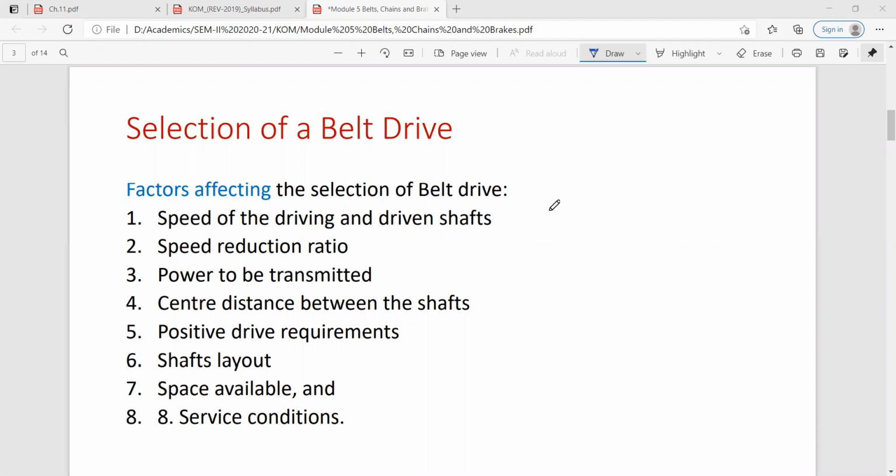Suppose N2 is nothing but the speed of the driven pulley, the output shaft. Speed means RPM, revolutions per minute. And say N1 is the RPM of your driving pulley. So this ratio is called the velocity ratio. So how much do you want the speed to reduce when you transmit the power?